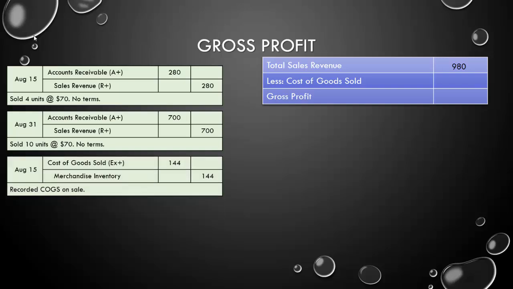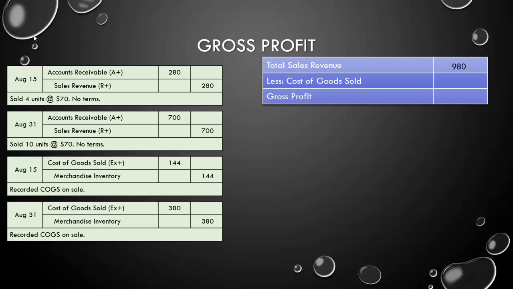Well, on August 15th we recorded a cost of goods sold of $144. And on August 31st, we recorded a cost of goods sold of $380. So we recorded a total cost of goods sold related to item number 153, these navy blue fleece pullovers, of $524 during the period. And since revenue minus COGS gives you gross profit, we can do a quick calculation and figure out that using the LIFO method, Kylo Fashions would record a gross profit of $456 during the period.